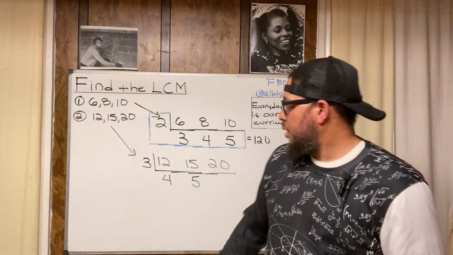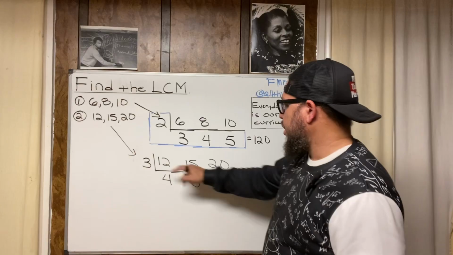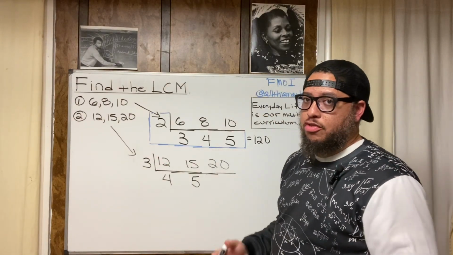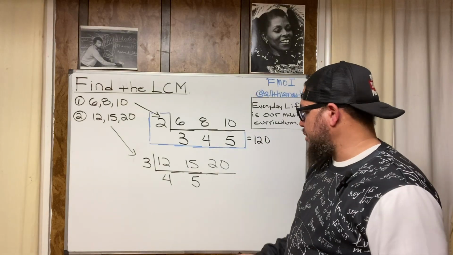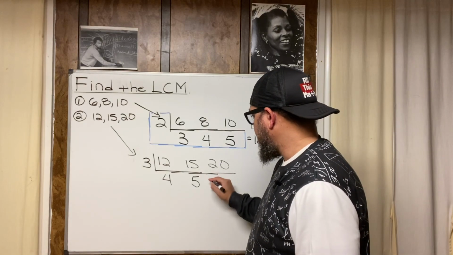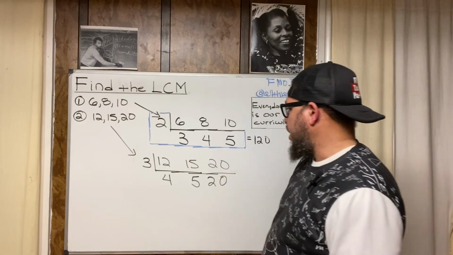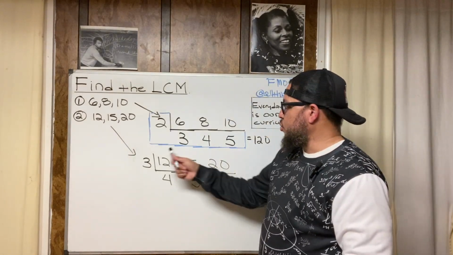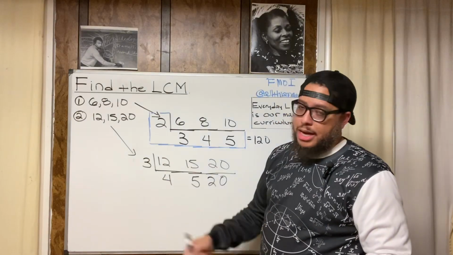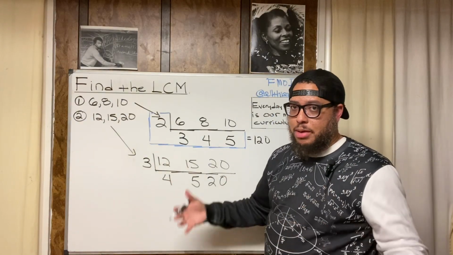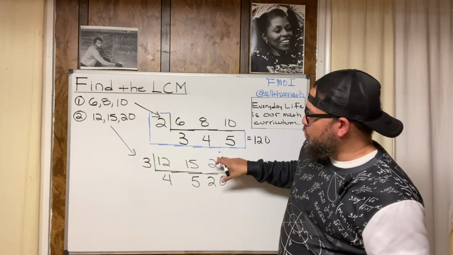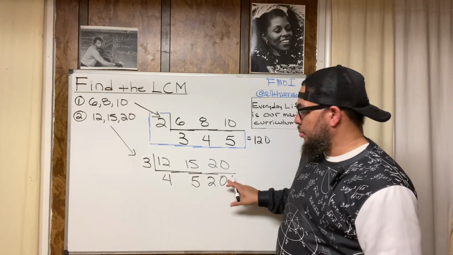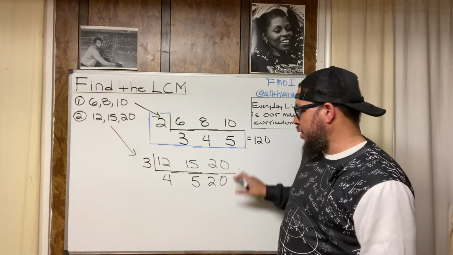Now, what about here? Can I do 20 divided by 3? Well, I could, but that would not give me a whole number for my quotient. So when that happens, I just bring the number down. Just bring the 20 down. That's a rule for you to write down in your notes. Online this is called the ladder method, but I call it the Lumumba method. If one of the numbers is not divisible by the factor you wrote, you just rewrite that number. That's all you do. Just bring that down.